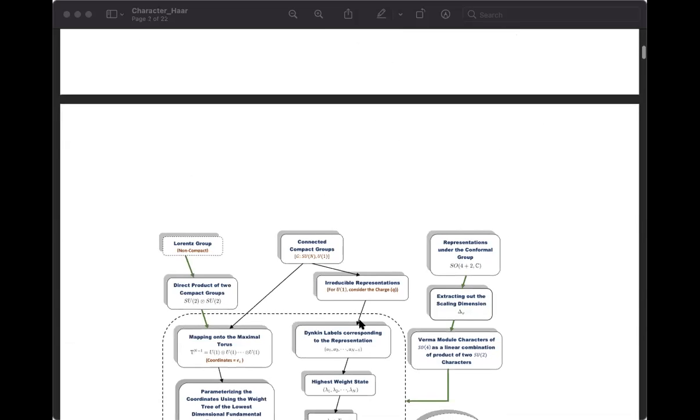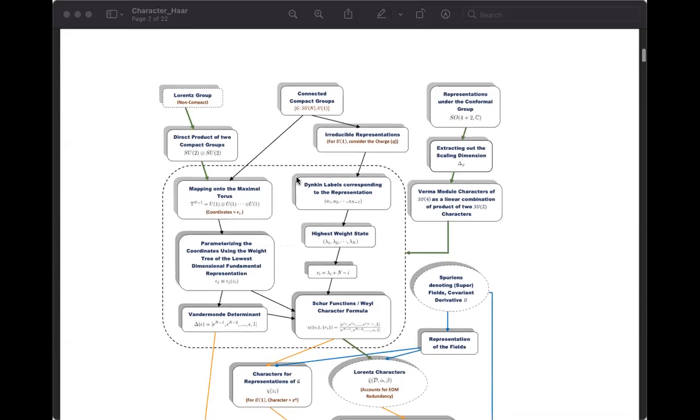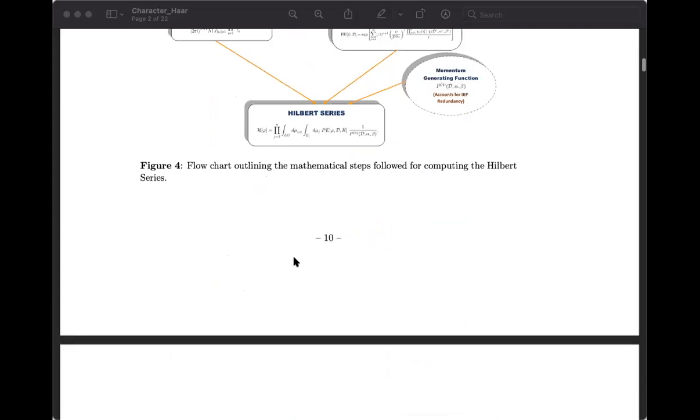Okay, so now this is a flow chart. This flow chart may be more useful when we talk about more things, but this will give you the picture for the connected compact group, and you can see how this mapping and all those things actually work, and how to get back to the character for this. But we'll revisit this part later when we complete the non-compact group representation also, and together we'll have some discussion on this flowchart.